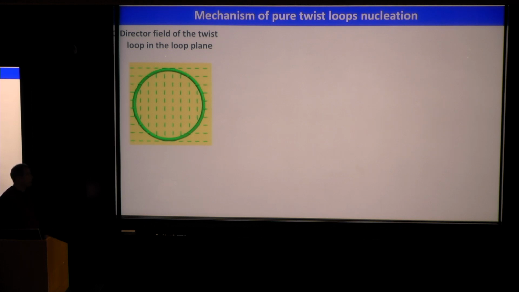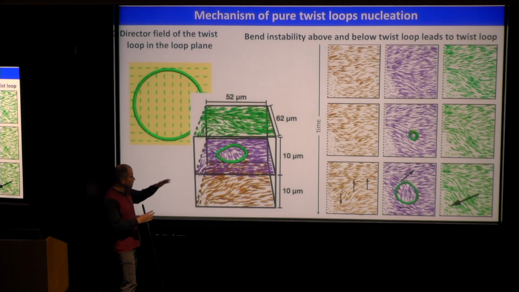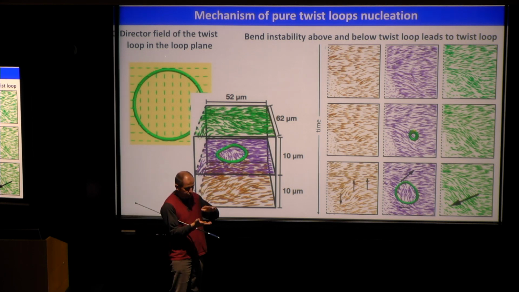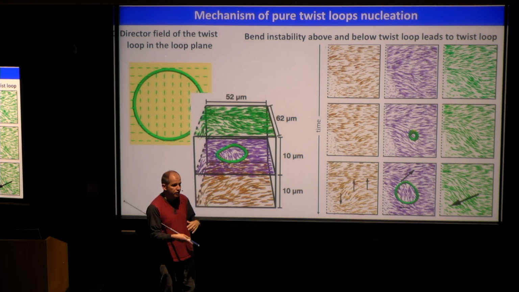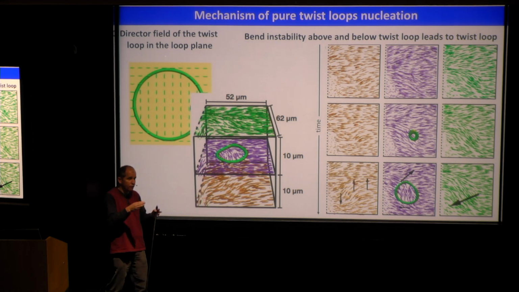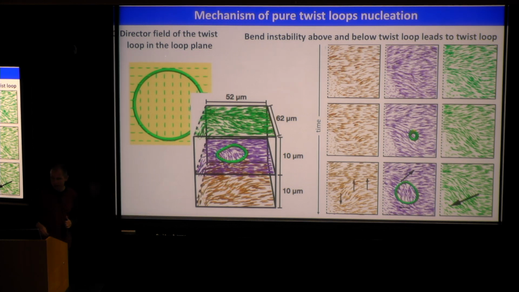It's actually unclear why the twist loops nucleate, but we believe that the nucleation of these pure twist loops is just driven by the background flow. The background flow is sufficiently strong to drive the nucleation of passive loops. Even if you take a passive liquid crystal and put in a shear flow, you can nucleate defects in it.